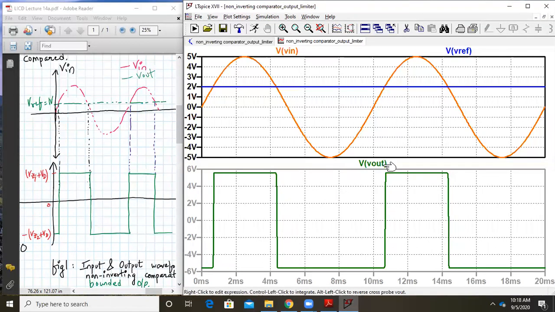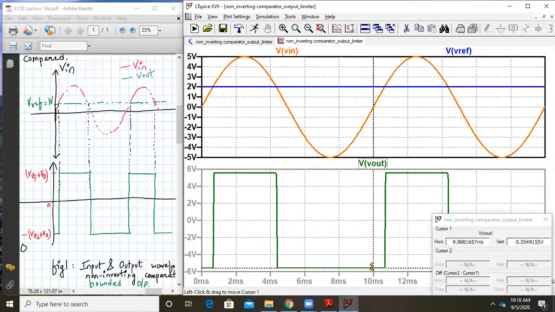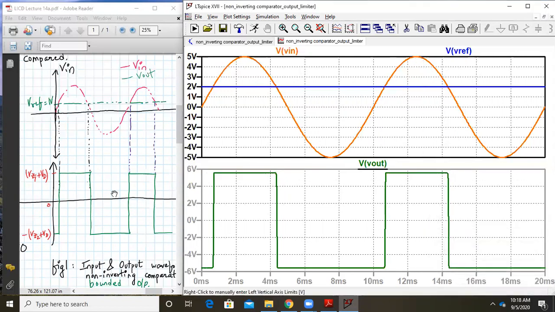So let us see what is the output voltage now. The output is not at plus VSAT or minus VSAT. Basically it's a limited value. The negative voltage level is at minus 5.55 and the positive voltage level is at 5.55. Now let us understand this. As you can see, the comparison is very evident from the theoretical observation to your LTspice simulated values. So both are the same basically.